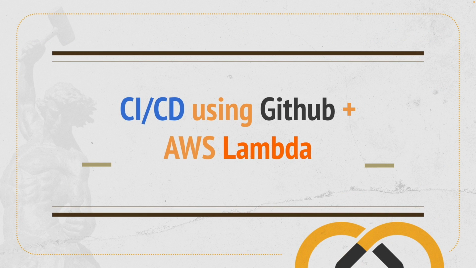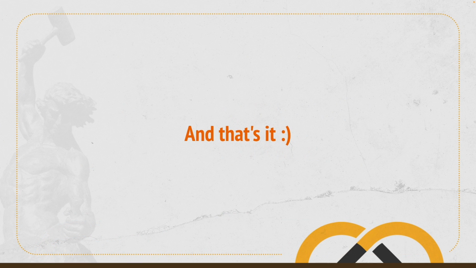And that's it. Now you know how to set up CI/CD using GitHub Actions for Lambda functions on AWS. I hope you liked it, and I see you next time.